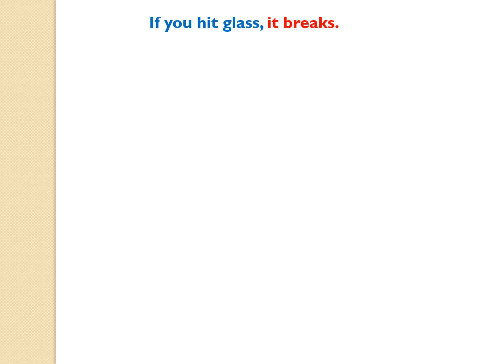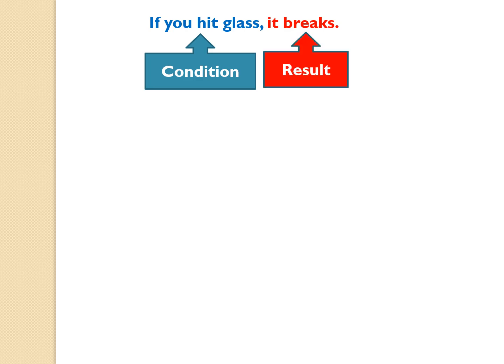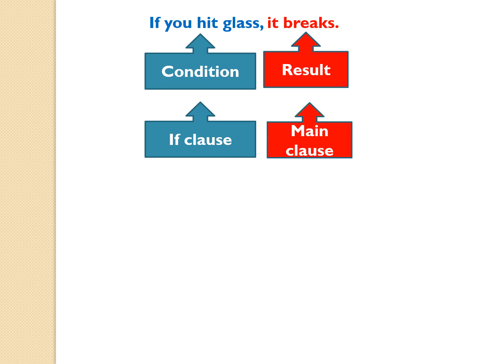Part 1 in blue is a condition: if you hit glass. Part 2 in red is the result: it breaks. Part 1 is called the if clause, the condition. Part 2 is called the main clause, the result.